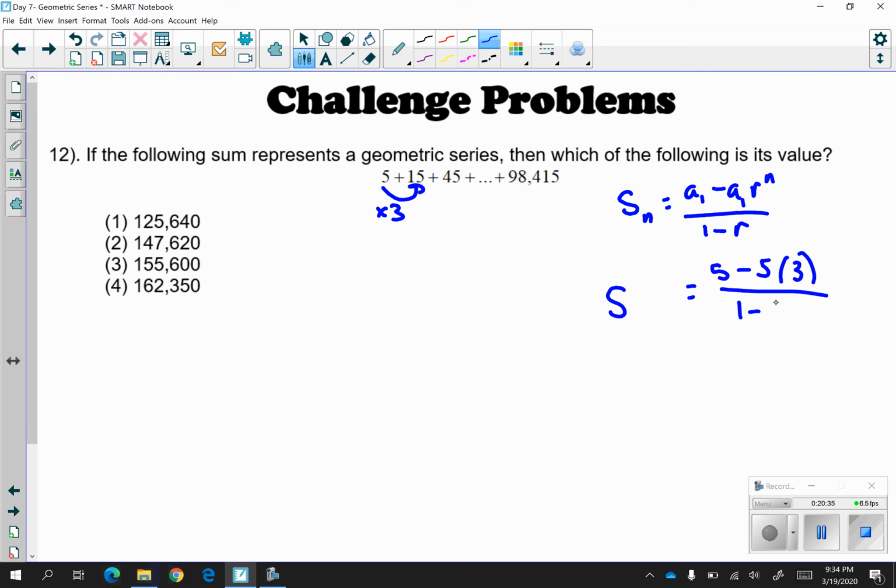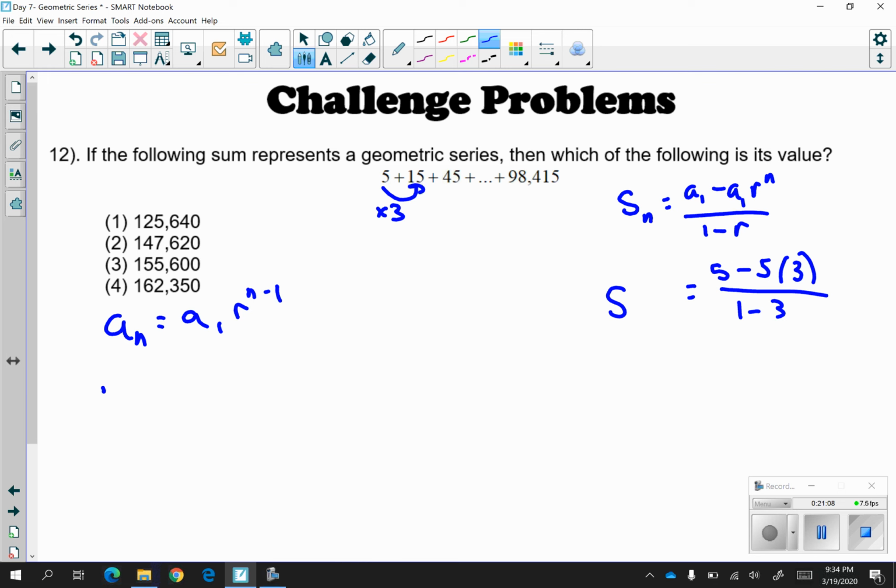Don't know how many terms there are, so you have to actually figure that out first. Now, if you think about it with the explicit formula, right? You have the explicit formula for a geometric sequence. The reason why I'm using that is because I know the first term, I know the common ratio, and I know the last term that they gave me. So basically I know my a sub n, I just don't know what n it is.